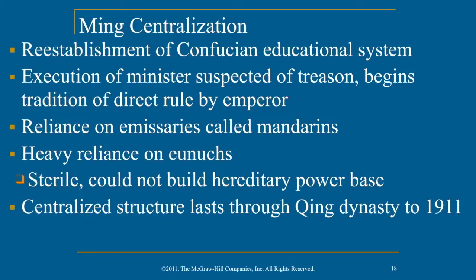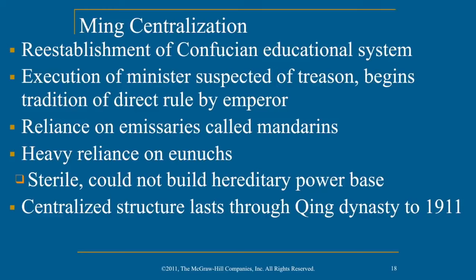Execution of ministers suspected of treason begins a tradition of direct rule by the emperor. This is a change where instead of having ministers who are operating on behalf of the emperor, you now have direct rule of the emperor speaking about laws and running the affairs of his country from his position as emperor.